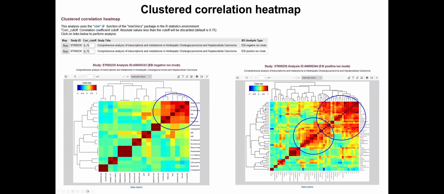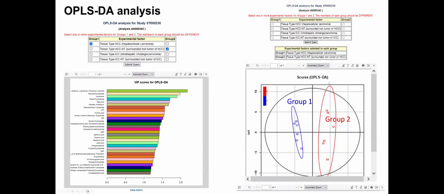And this is actually a publication quality figure. You can download it in terms of high resolution figure to show how the comprehensive analysis of transcriptome and metabolome in intrahepatic cholangiocarcinoma and hepatocellular carcinoma emerge as being correlated. We can look at OPLS-DA analysis. I'd mentioned to you that we can look at least square analysis. And then you can see clearly there are two groups, group 1 and group 2. Group 1 is the carcinoma group, cancer group. Group 2 is the non-cancer group.